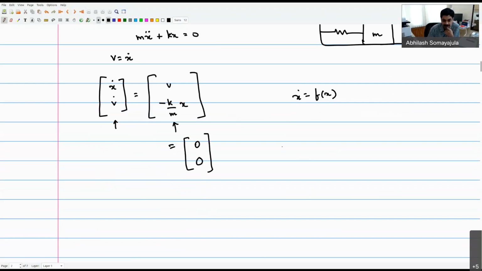What is the equilibrium point? Zero comma 0. So when the position is 0 and the velocity is 0, that is when the system is at equilibrium. Which means if I start at that point, the system continues to be at that point. Any other point that I start, this will not hold true.